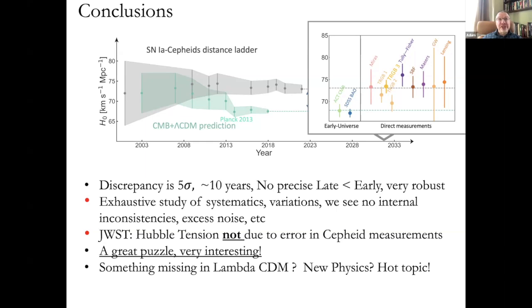And so, people often ask me, is there something missing in Lambda CDM? I'm pretty confident there is something missing in Lambda CDM. What we're seeing may be evidence of that, may be evidence of new physics. This has become a very hot topic, of course, in the theoretical community as well.